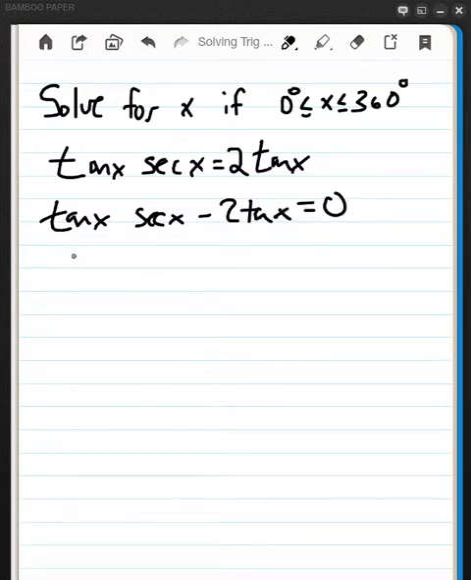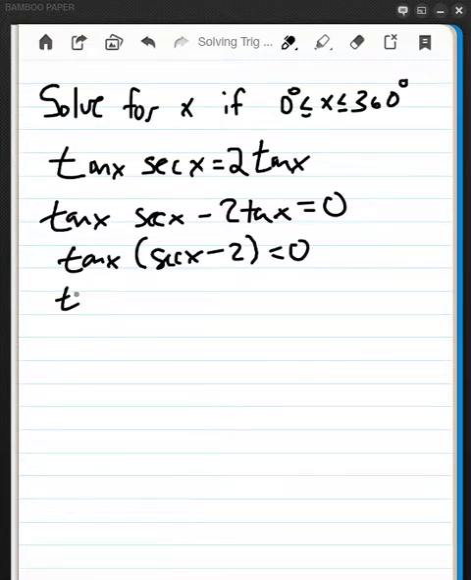We can factor out a tangent of x from both of those terms, so we get tangent of x times secant x minus 2 is equal to 0. And if we set each of these equal to 0, we'll get tangent of x is equal to 0. And if we set secant x minus 2 equal to 0 and add 2 to both sides, we'll get secant x is equal to 2.